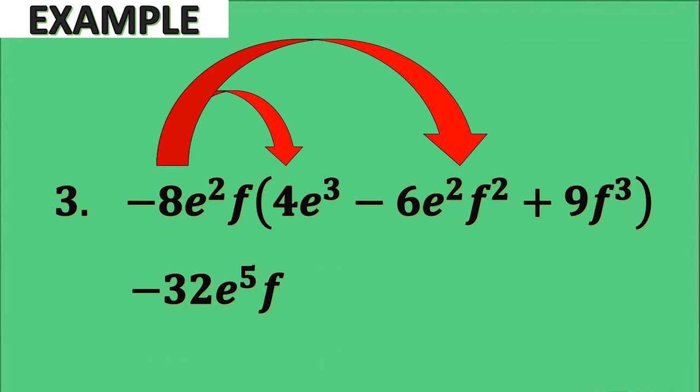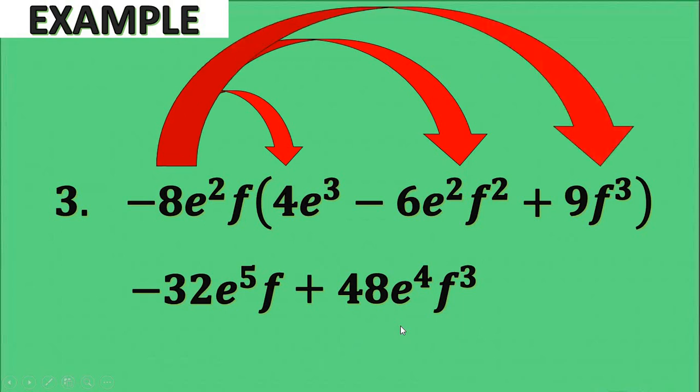Next is negative 8e squared f times negative 6e squared f squared. The product of two negatives is positive. Let's put a plus sign. And then the answer is 48 because of 8 and 6. e squared and e squared, the product is e raised to 4. f times f squared is f cubed. So we have 48e raised to 4 f cubed. For our last term, negative 8e squared f times positive 9f cubed. They differ in signs, so therefore, the answer is negative. Let's put a minus sign. The product is 72e squared f raised to 4.